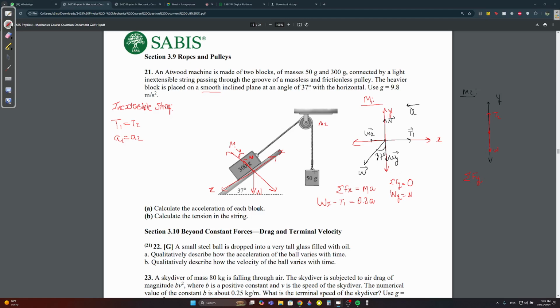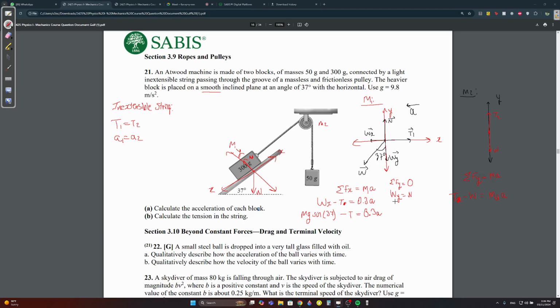What happens to the cable? It gets pulled up, it accelerates up. You ask yourself, is it accelerating or not? Sigma Fy equals ma, so it's accelerating up, so T2 is greater than W, so T2 minus W is equal to M2a. Let's start substituting. We know T1 and T2 are equal, so we can just replace them with T. What's Wx equal to? It's equal to the weight, mg, times sine of the angle 37, minus T is equal to 0.3a.